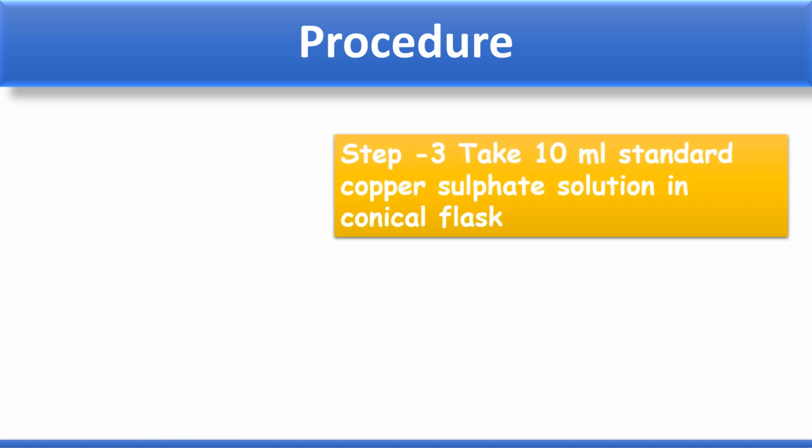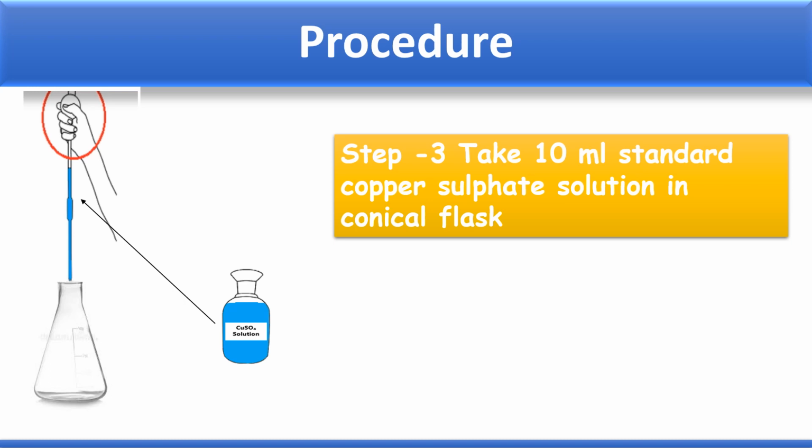Step 3. Take 10 ml standard copper sulfate solution in the conical flask. Now take the conical flask and with the help of a pipette, take 10 ml copper sulfate in that conical flask. This is the third step.